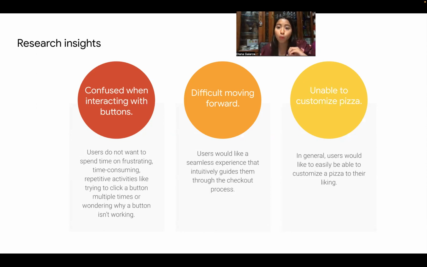And that's what our goal will be now, for the experience to be seamless, for it to be intuitive, for it to guide users throughout to the checkout button. So to actually let them see that checkout button, right? So they can place that order. And lastly, we found that users were unable to customize a pizza to their liking. And that defeats the whole purpose of a customized pizza page, right?